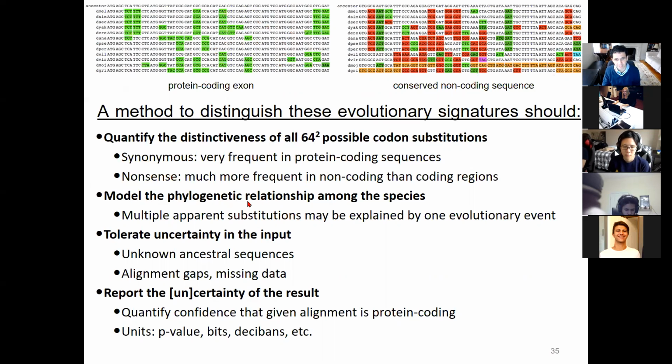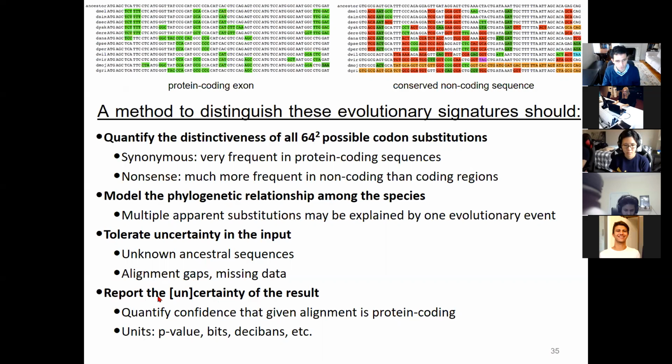And we can model the phylogenetic relationship among the species, with multiple apparent substitutions that can be explained by a single evolutionary event in species that are phylogenetically consistent. We want to tolerate uncertainty in the input, where we don't know the ancestral sequences, so we're going to be integrating over all values of the ancestral sequences. And we also want to tolerate alignment gaps, where for low coverage species, we might be just missing that part of the genome, and also missing data.